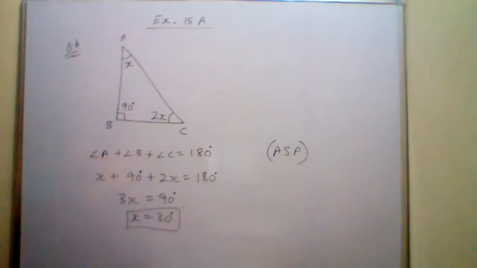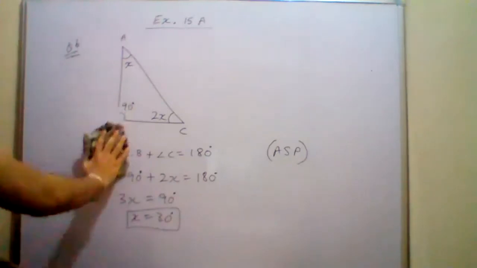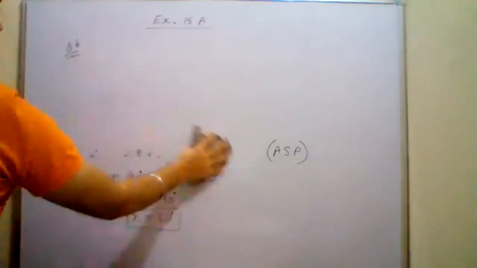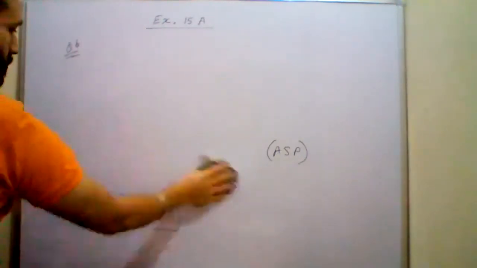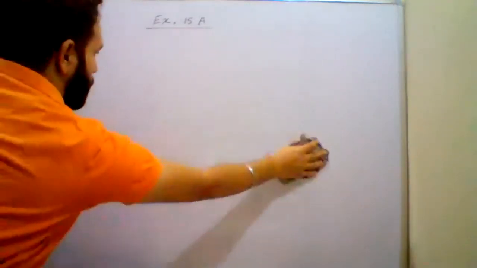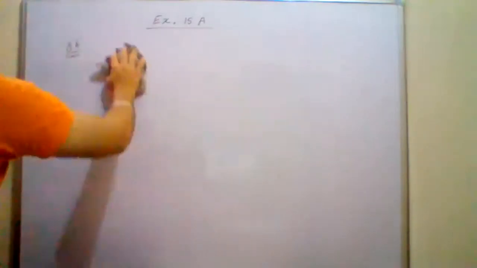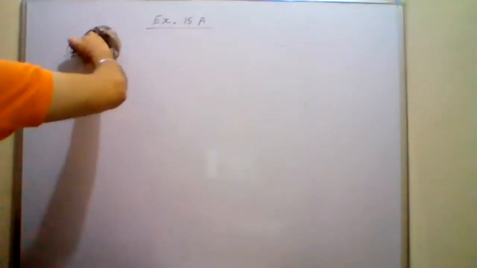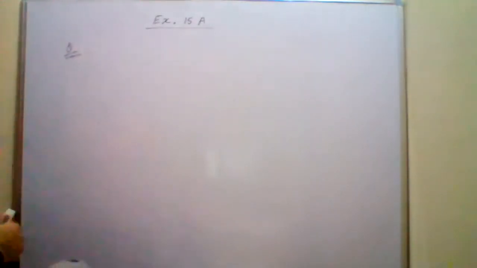Okay, next question, number 7. There is a triangle in which one angle is 100 and the other two angles are equal. Okay, again an easy question. Very easy questions are there. Sir. Yes, Peter. Question 7.